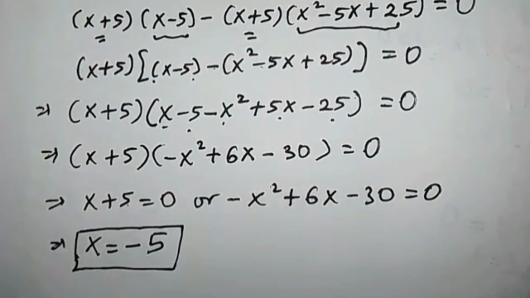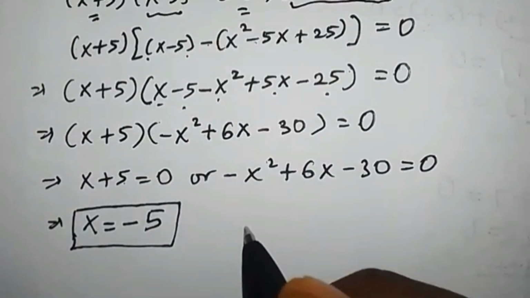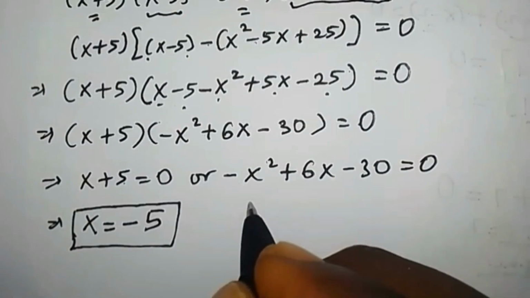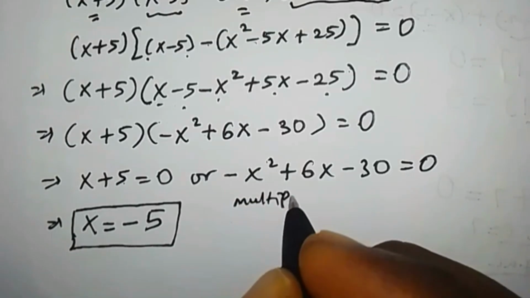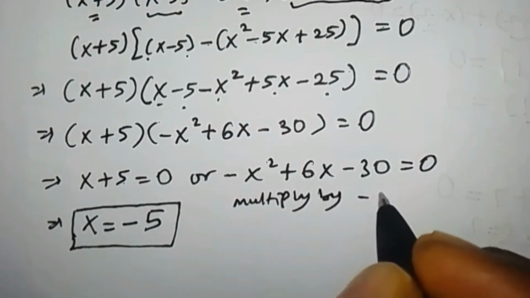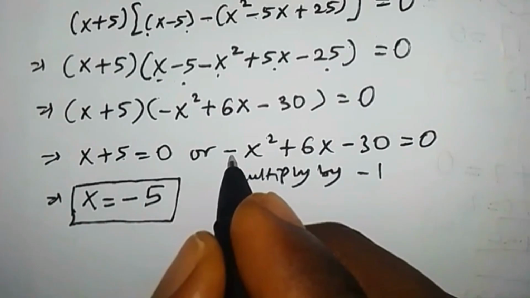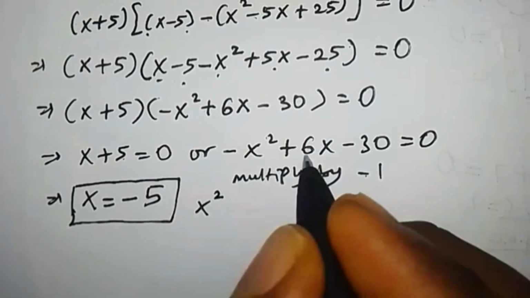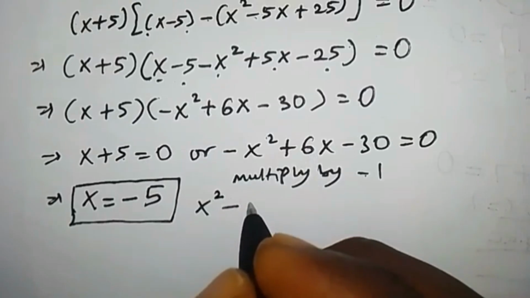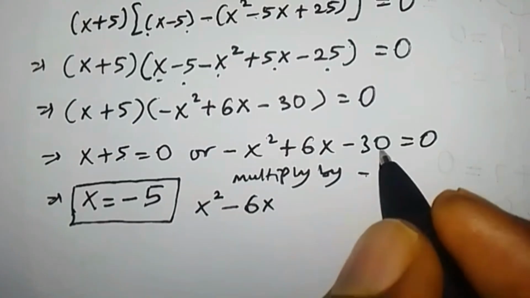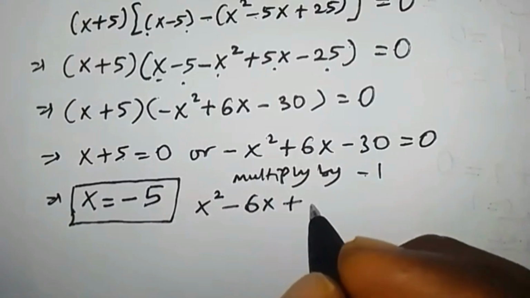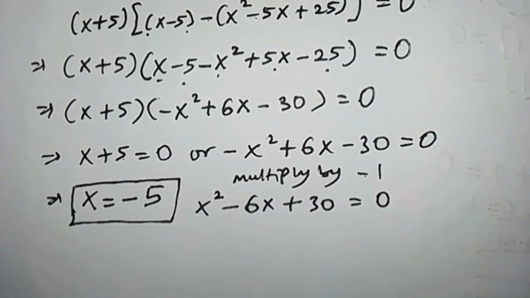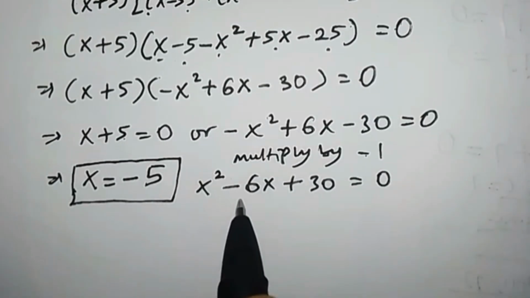Now let us solve this quadratic equation. If we multiply through by minus 1, minus 1 times minus x squared gives x squared. Minus 1 times 6x gives minus 6x. Minus 1 times minus 30 gives plus 30, equal to 0. Now, let's continue and solve this.